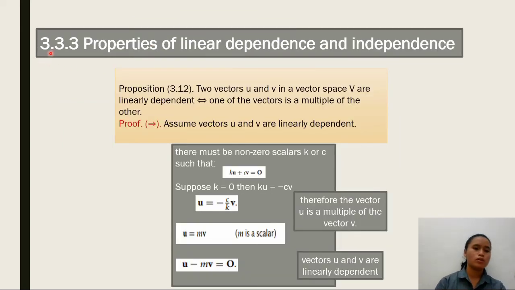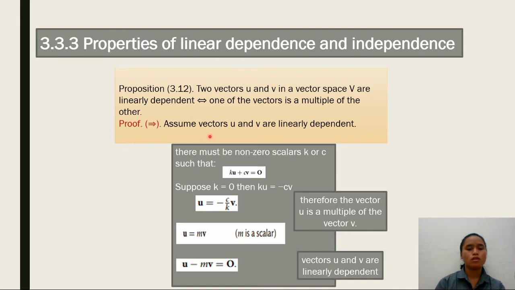Okay, 3.3.3, properties of linear dependence and independence. Two vectors u and v in a vector space V are linearly dependent if and only if one of the vectors is a multiple of the other.